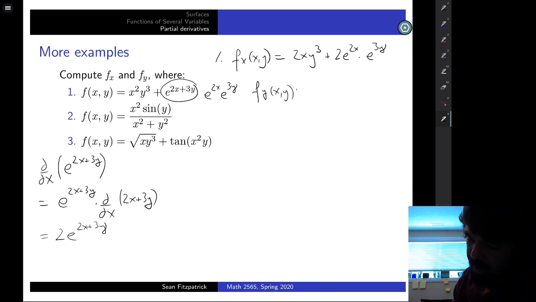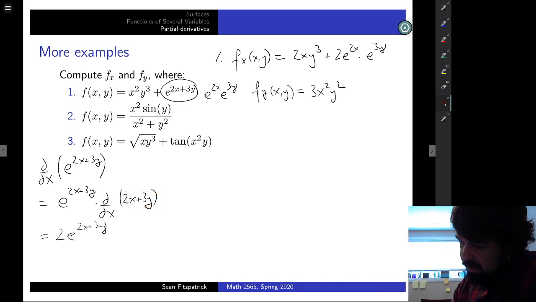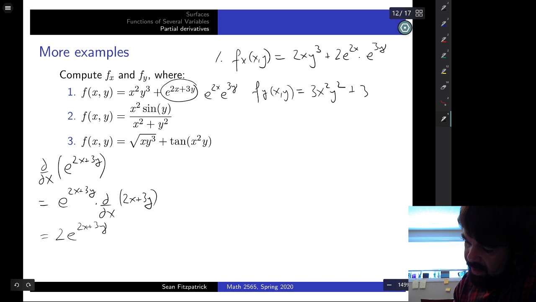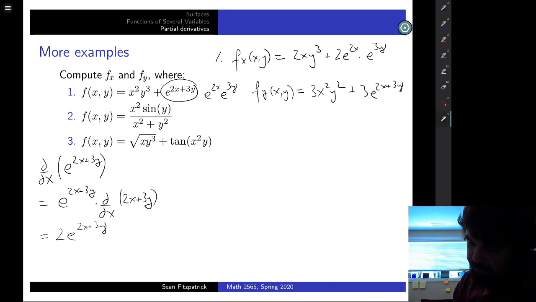Okay. So I'm doing the partial with respect to y. In the first term, the derivative of y cubed is 3y squared, right? I leave the x alone, it's like a constant. So I just get 3y squared times x squared, or maybe I'll write that as 3x squared y squared. And then using the same reasoning as we did here, if I was doing the derivative with respect to y, then the y derivative down here would give me a 3, right? So I would get 3e to the 2x plus 3y. Okay? All right.